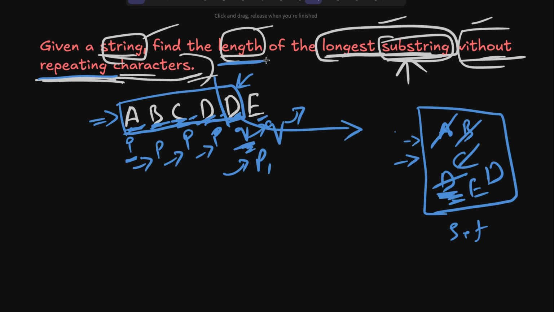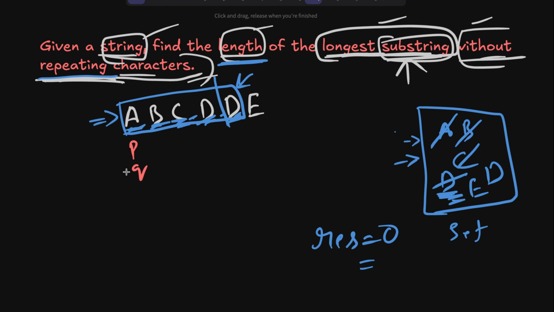And now remember that we had to return the length of the longest substring, right? So we will have a result variable that will be equal to 0 in the starting. And as we kept on increasing the Q, while the window was valid, we will keep on incrementing the result variable also. So when P and Q were in the starting position, we will simply add 1 here. Then as Q shifted to the next position, we will keep on adding 1. Then as it again shifted, we will keep on adding 1. Then it shifted to the D, we will keep on adding 1. Then it shifted to this D, right?